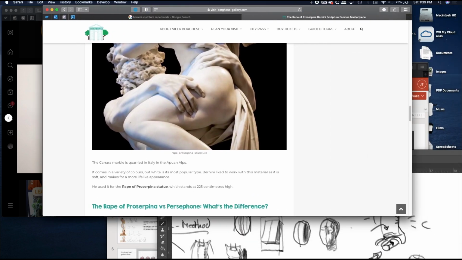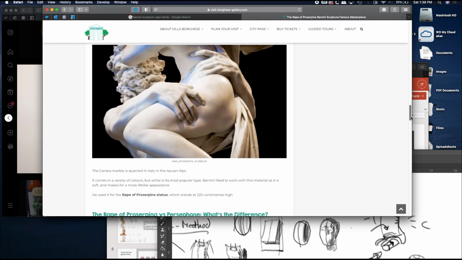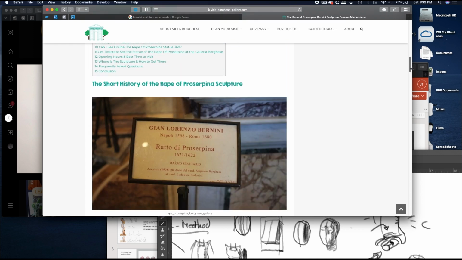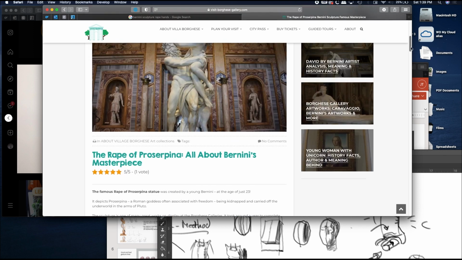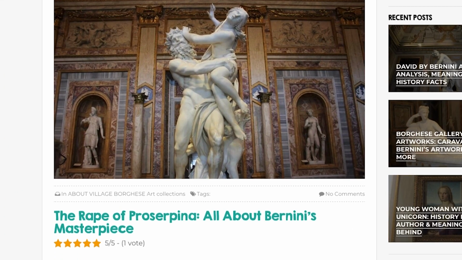So this is Bernini's The Rape of Proserpina, which is in the Villa Borghese in Rome, I think. Bernini, Ratto di Proserpina, The Rape of Proserpina, marble sculpture, in the Villa Borghese in Rome. So this is kind of what it looks like. It's a quite dramatic sculpture.